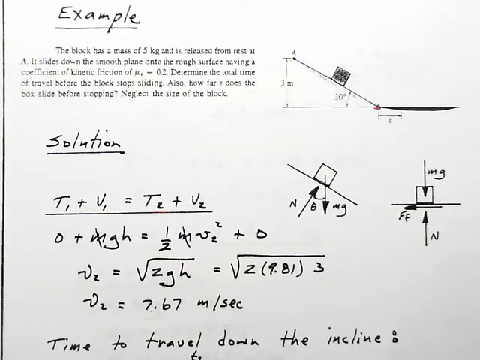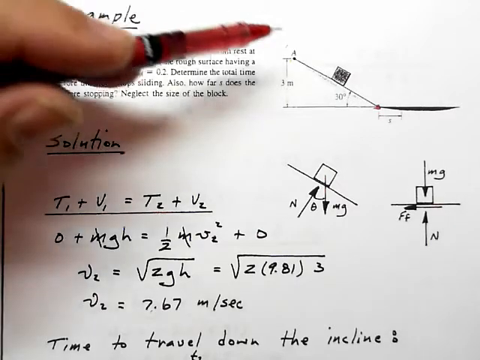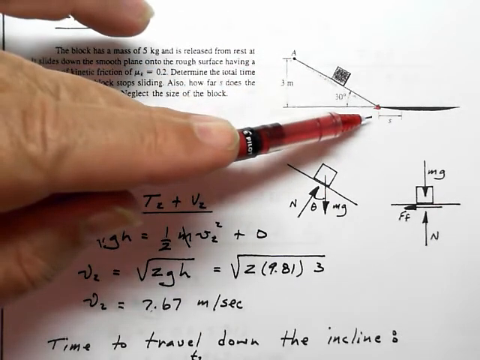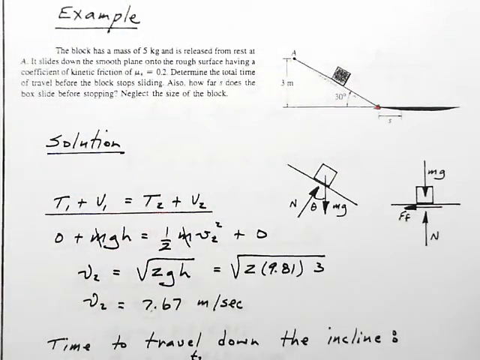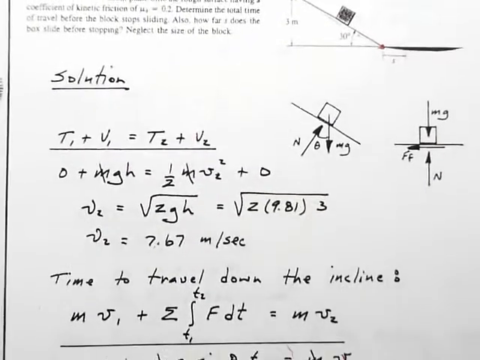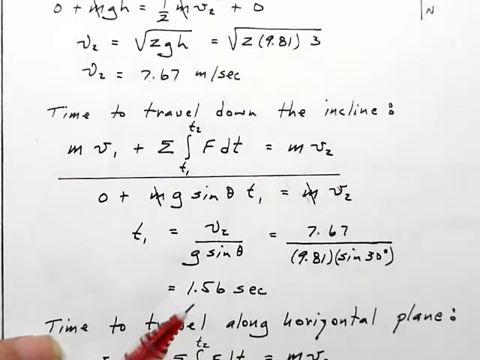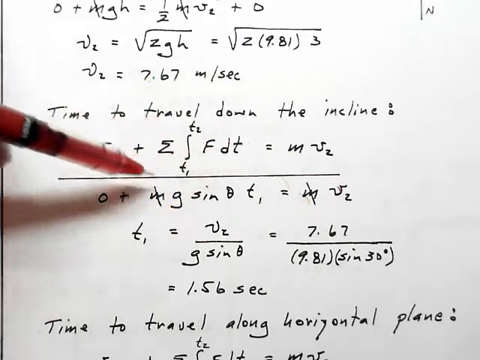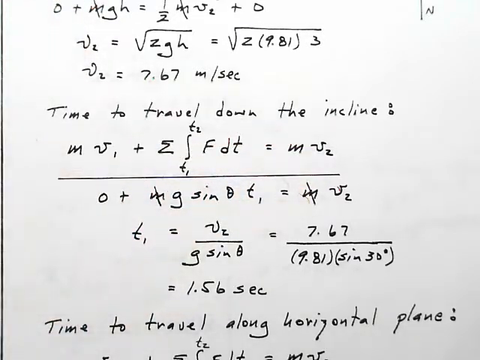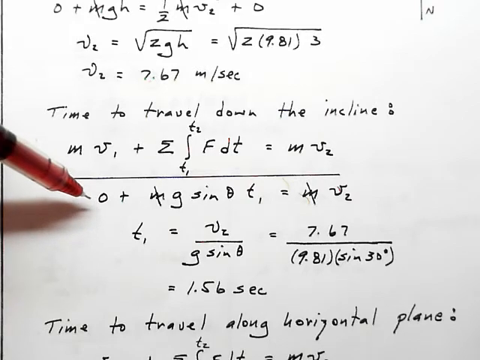Okay? Now that we know velocity at the beginning, velocity at the end, and we understand the forces that are acting, we can now choose to turn this into a time-based problem, making it an impulse momentum problem. Because now we're a little bit smarter since we know both velocities. So let's do that. We're going to find out the time to travel down the incline using starting momentum plus the sum of all linear impulses is equal to the final linear momentum. We started from rest, so our starting linear momentum is 0.